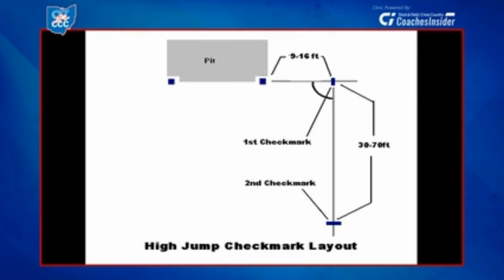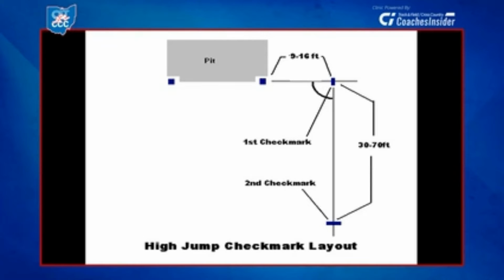If you have a young lady or a young man who's going to jump 6 feet, that distance is going to be approximately 60 feet, and so on. So by multiplying their potential jump by 10, you kind of get a ballpark location for this second check mark here. And again, it's not going to be perfect, but it's going to be close enough. And again, it's based on a 10-step approach.